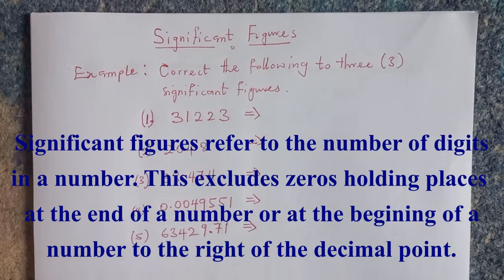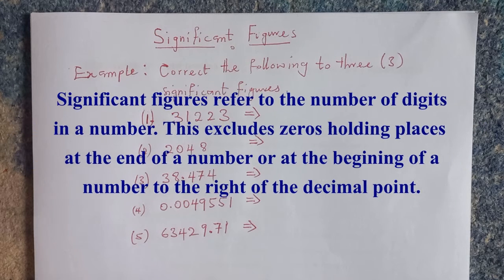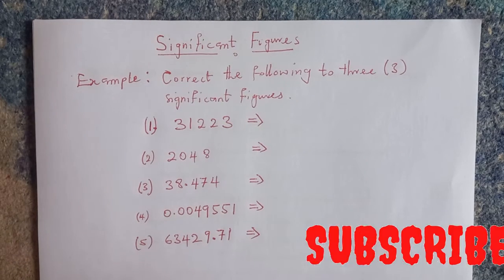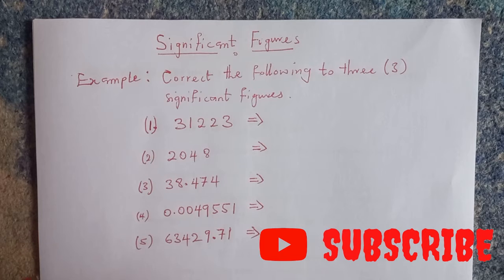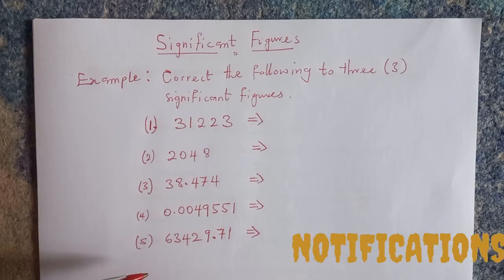Significant figures refers to the number of digits in a number. This actually excludes zeros holding places at the end of a number or at the beginning of a number to the right of the decimal point. Based on our definition, let us go ahead and solve these examples.